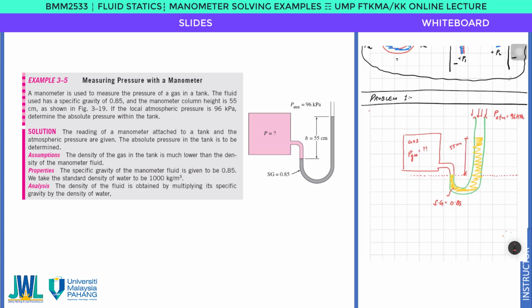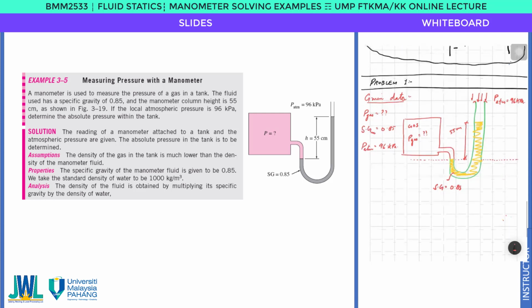So what is the given data? Remember, when solving numericals, always write given data. So the pressure of gas is the requirement. Specific gravity of the manometric fluid, SG of the manometric fluid, is 0.85. The height of the manometer is given, so no need to write that. And atmospheric pressure is equal to 96 kilopascal. So the solution.